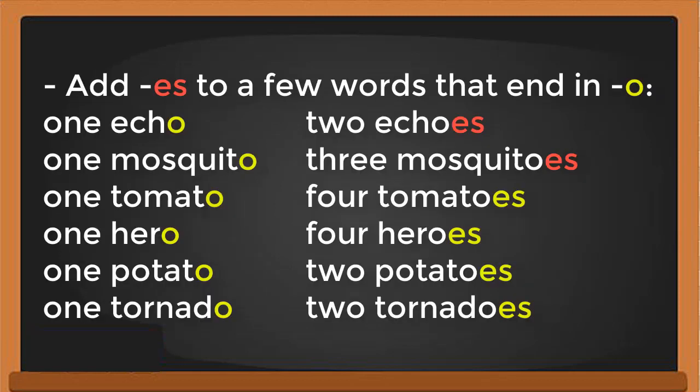And then we add es to a few words that end in o. Okay, when the word ends in o, you add es. For example, echo, echoes. Mosquito, mosquitoes. Tomato, tomatoes. And so on.